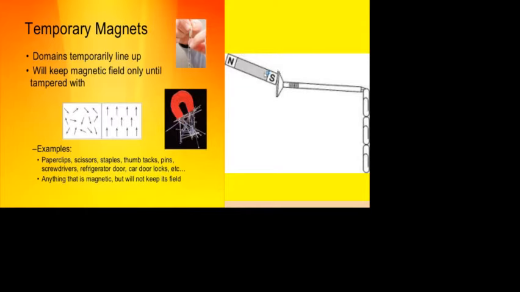But if you take the magnet away from the nail, the domains are no longer lined up, the nail is no longer magnetic, and the paper clips would fall. So that is a temporary magnet. And we're going to talk about a different type of temporary magnet a little bit later on.